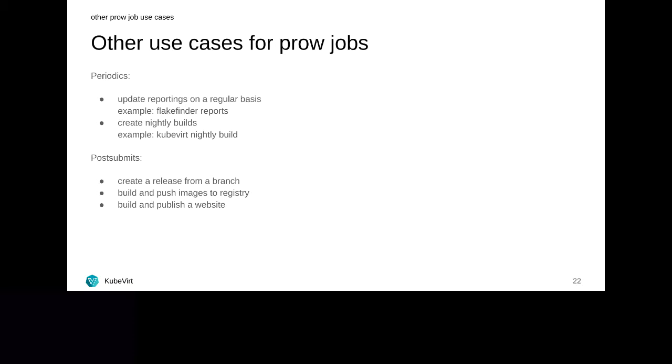Okay, so the last thing I want to mention is other use cases for Prow jobs. For periodic jobs, you have, for example, reportings that get updated on a regular basis. For example, we have reports for Flake Finder that are run hourly, daily, or weekly. Then we create our nightly builds with periodic jobs. And of course, for post-submits, we also have a couple of examples.